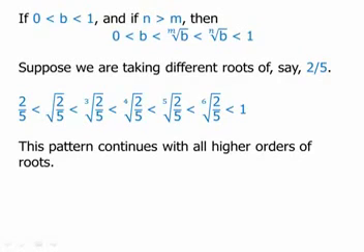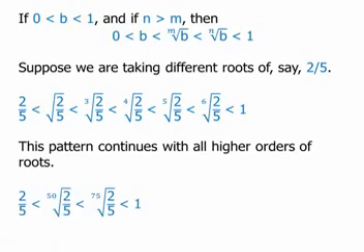And this pattern continues with all higher order roots, so even if we had to compare two very high roots, for example, we'd know that the 50th root of 2/5 has to be greater than 2/5, but it has to be less than the 75th root of 2/5, and the 75th root of 2/5 still has to be less than 1. So we should be able to figure out where these four terms fall in an inequality, even though we can't figure out the exact decimal values of those roots.